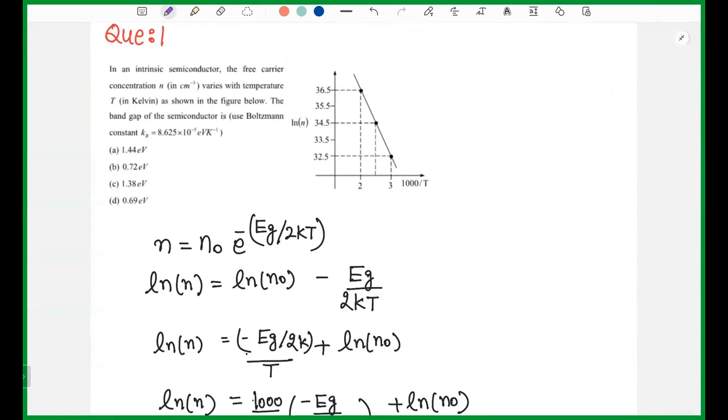Sir, what does the effective mass of holes mean? Holes do not have mass. Holes mean how fast an electron can move from one position.